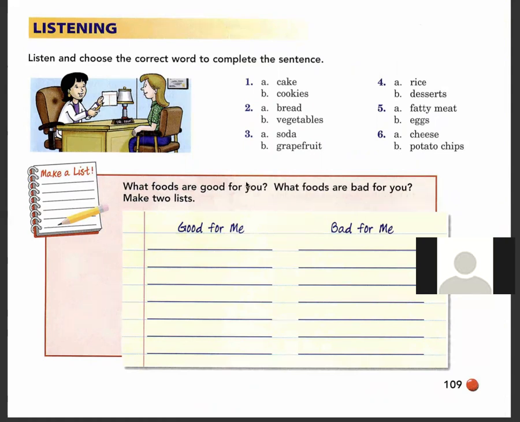I had my yearly checkup today. What did the doctor say? She said I must eat fewer, which is it? A or B? Fewer cake or fewer cookies? Cookies. Very good. Remember, fewer, you can actually count them, right? If you have a cake, there's nothing to count. You only have one cake, right?